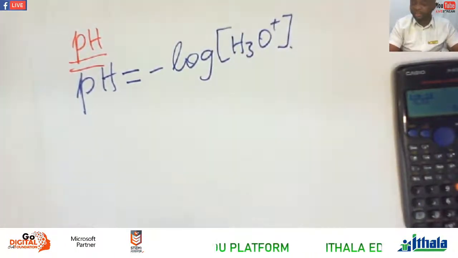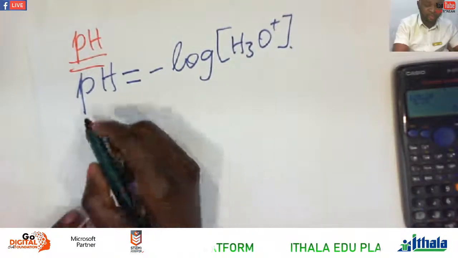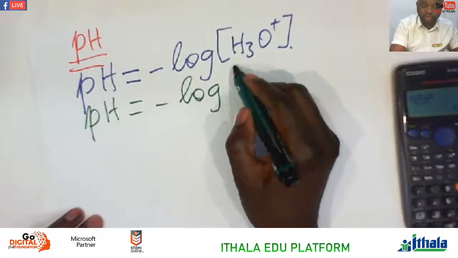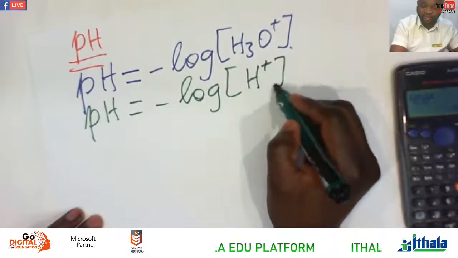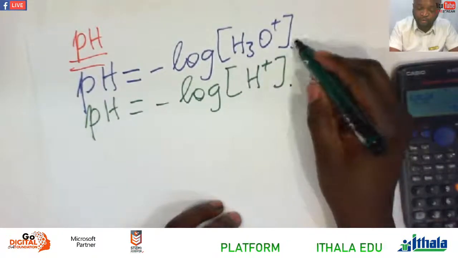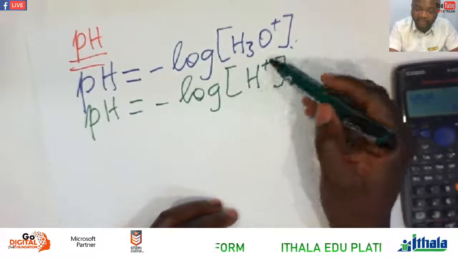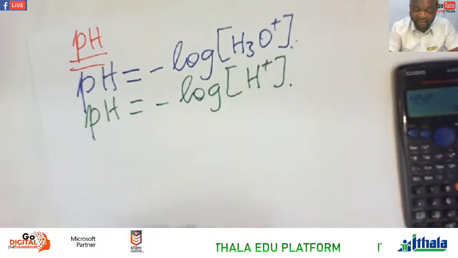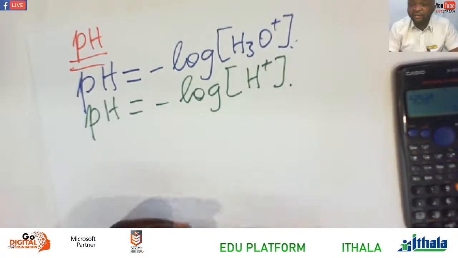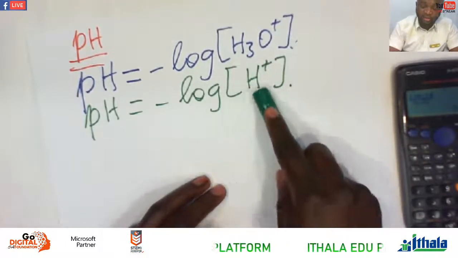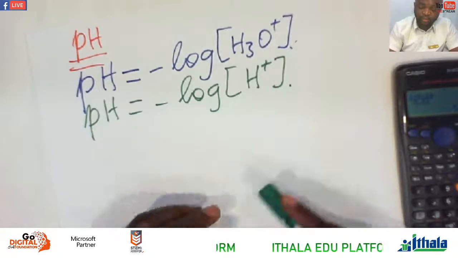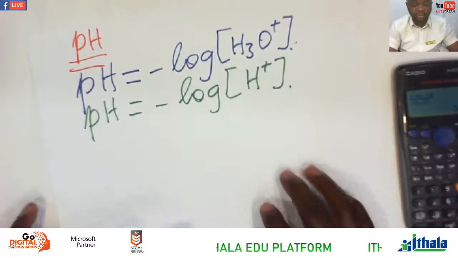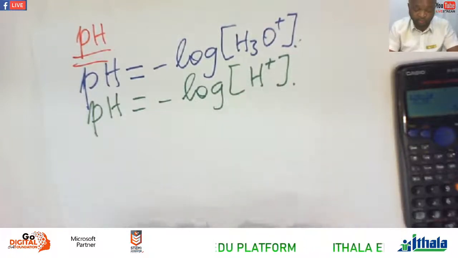Now in other textbooks, you are going to see pH is minus log of H plus. It's fine, the same thing. The formula is the same. Remember, H3O plus comes from the Arrhenius definition that the acid will ionize in water and produce H plus. So that H plus reacts with water and produces H3O plus. So that is why we use this formula.